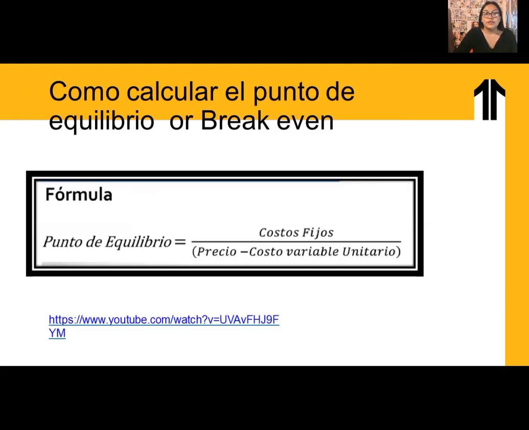The formula to calculate the break-even point is as follows. The break-even point is equivalent to the division between the fixed cost and the selling price minus the variable cost. The result of the formula will be in physical units, and if the break-even point is to be found in monetary units, the result will simply be multiplied by the sale price.